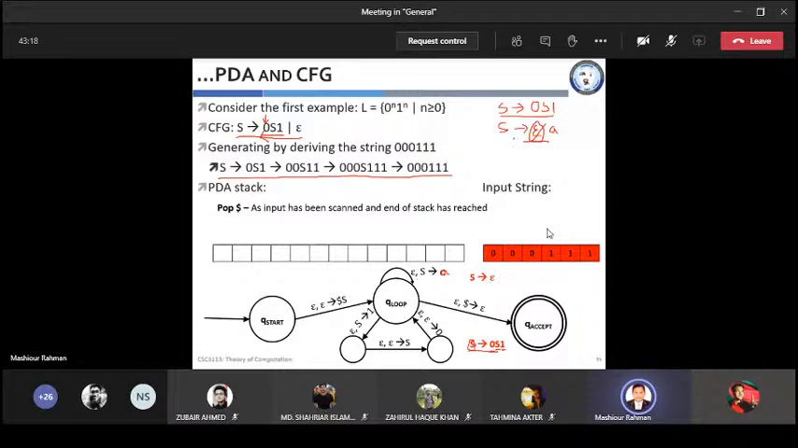So all such singletons, where a variable is substituted by a single something, all those things are put in a loop like this, and all other rules which have more than one symbol are represented like this. So that's the conversion from CFG to PDA.